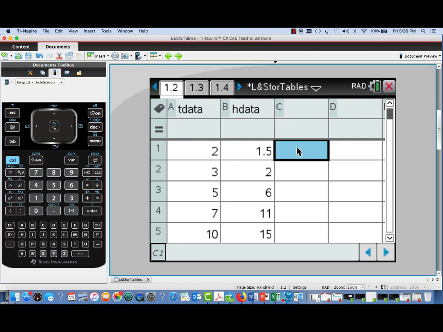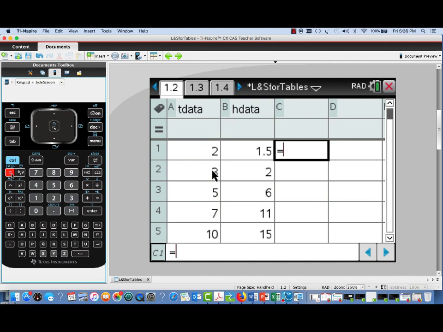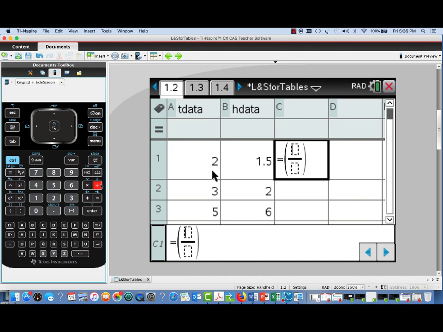And in column C, I'm going to calculate the area of that first trapezoid. So I'm going to need to find the average of the two heights. And that will be the average of 1.5 and 2. So I'll add 1.5 plus 2. And what I'm going to do is use cell references here. So I'm going to take B1 plus B2, those two cell values, divide by 2. And that'll be the average of those first two heights.